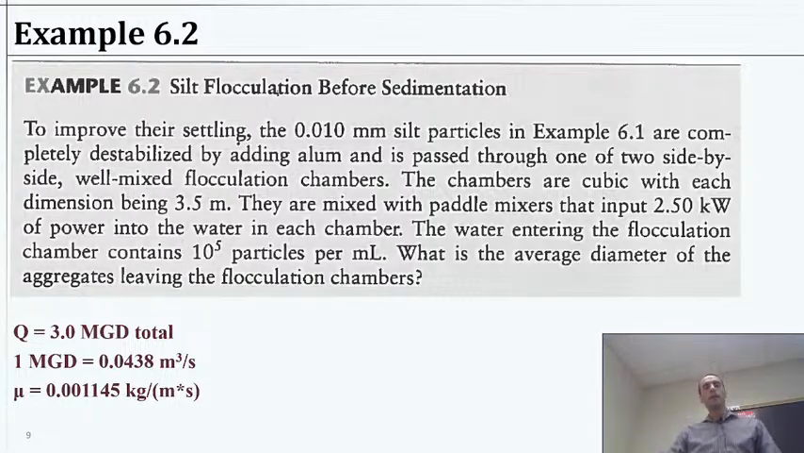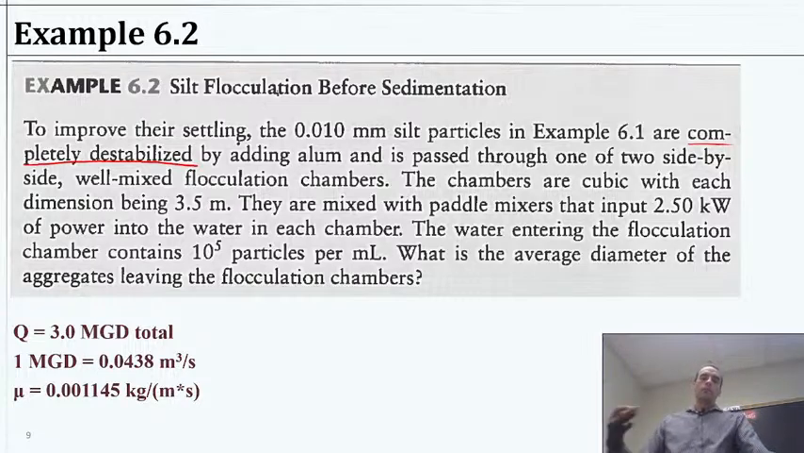So this follows up from the last example we looked at, 6.1. So 6.2 says we have silt flocculation before sedimentation. I told you at the start that I think I had one digit wrong, so the silt particles in the last example should not have actually sedimented. Given that, we want to improve them. And so the problem says to improve the settling, these silt particles in that previous example are completely destabilized. We talked about what that means. So completely destabilized by adding alum.